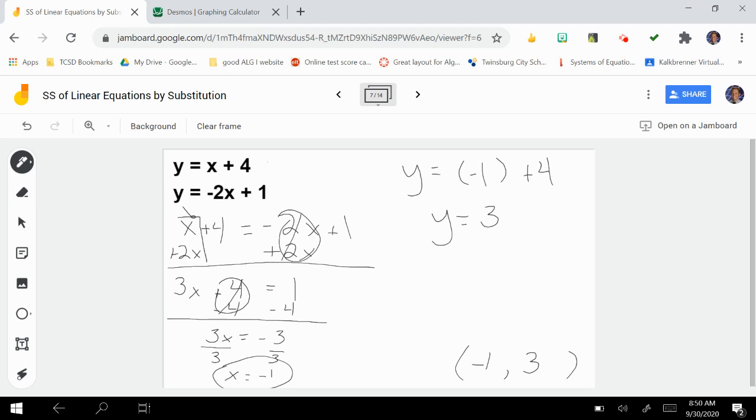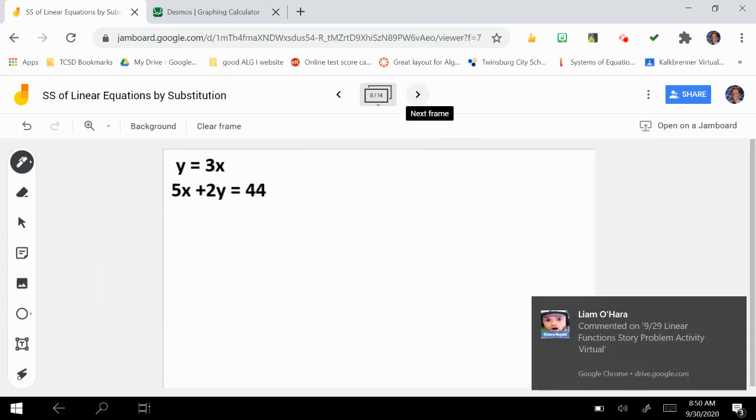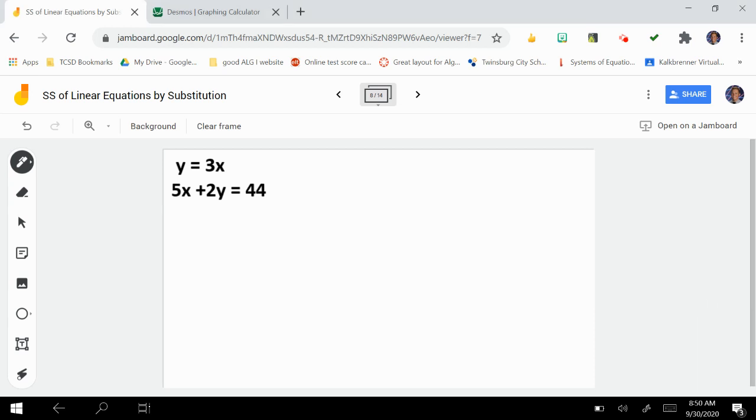All right. y equals 3x, and 5x plus 2y equals 44. This one looks different because we're missing a constant. So with that being said, I'm going to use this first equation because I'm going to look before I do anything else and say, hey, that has a variable solved for. This one is in standard form, right? x and y on the left, constant on the right.